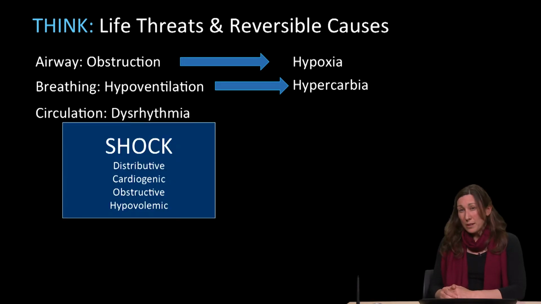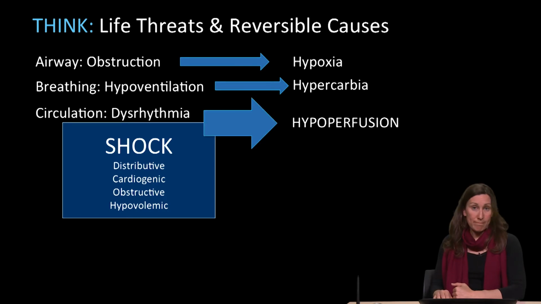With a circulatory exam, I'm looking for causes of hypoperfusion. So dysrhythmia, which decreases the cardiac output, and shock. So any type of shock. Distributive shock, like septic shock, cardiogenic shock, obstructive shock from a pulmonary embolism, or hypovolemic shock. All of these will lead to hypoperfusion of the brain, and altered mental status.